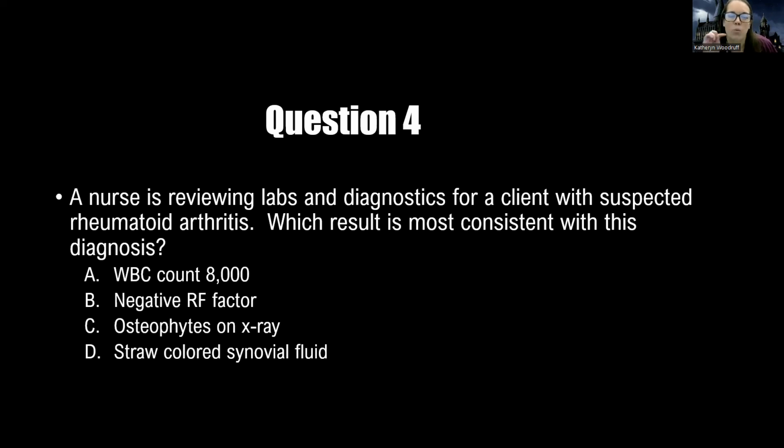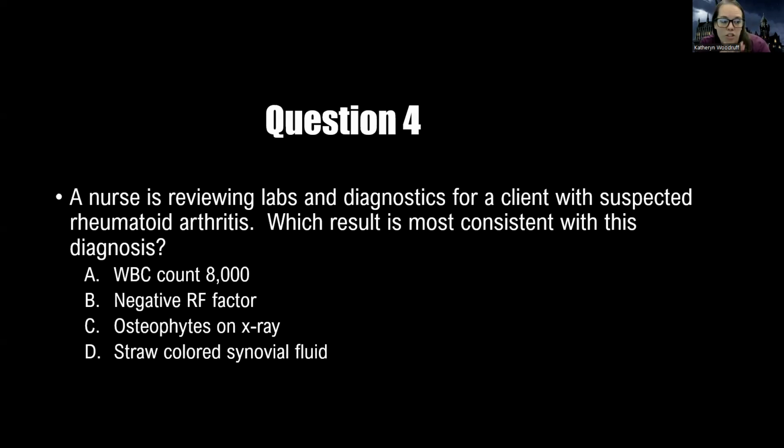So it's pretty much asking me which of these diagnostics is going to give me the most information or is most connected. I need to ask myself, which of these diagnostics can I look at and say, hey, there's a pretty good chance they have RA. So the first one's white blood cell count 8,000. Well, this is a really general lab. Someone could have a white blood cell count of 8,000, and that's normal too. So I have to ask myself, could they be diagnosed with rheumatoid arthritis based off of a white blood cell count of 8,000? I don't think so.